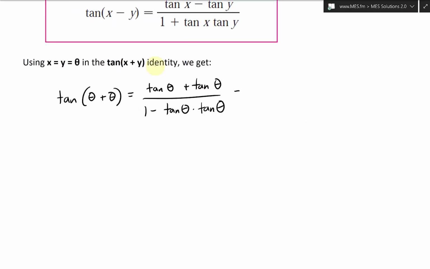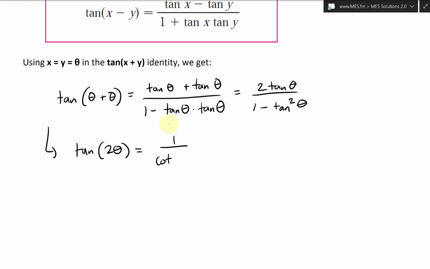Alright, so let's just simplify this. Adding the like terms, this becomes 2 tan theta, divided by 1 minus tan squared theta. Now this tan of theta plus theta is just equal to tan 2 theta. And also recall that this equals 1 over cotangent of 2 theta. Cotangent is just the reciprocal of tan, which is 1 over tan theta by definition.